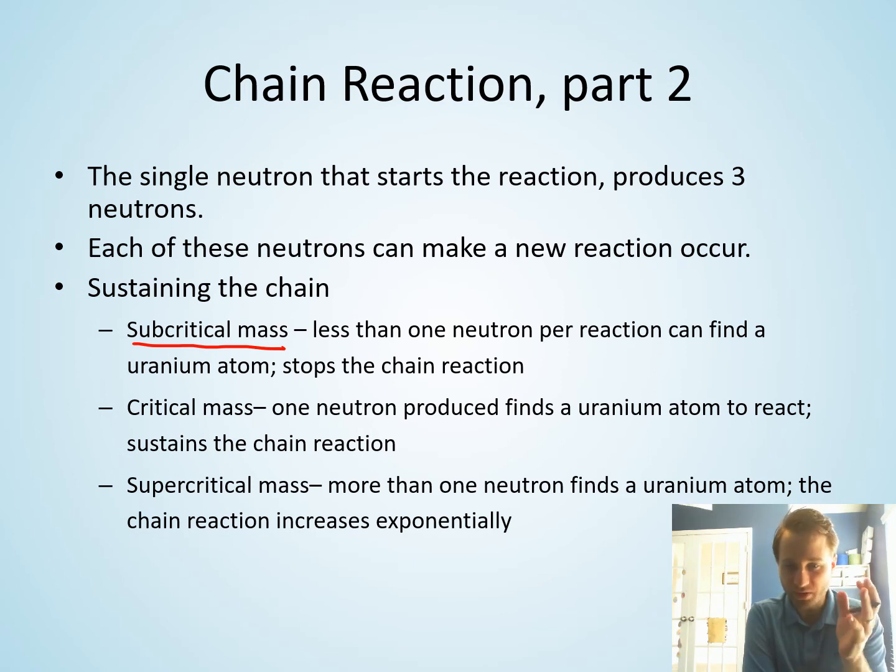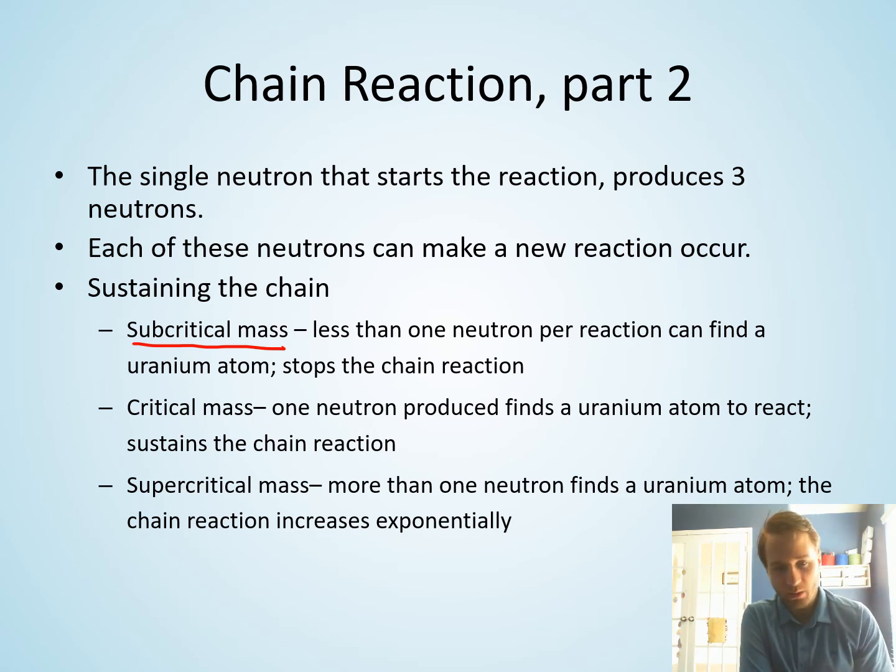So a number of times, none of those 3 neutrons find a uranium to react with, right? And it's only every once in a while one of those 3 neutrons finds uranium, okay? This will slow down and eventually stop your nuclear reaction, okay?